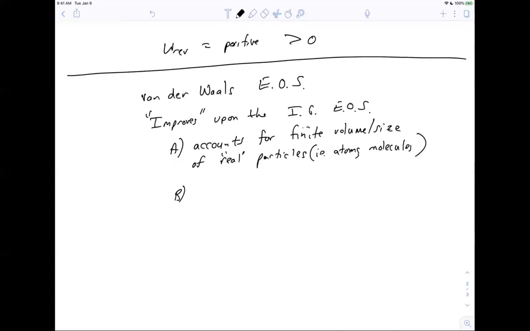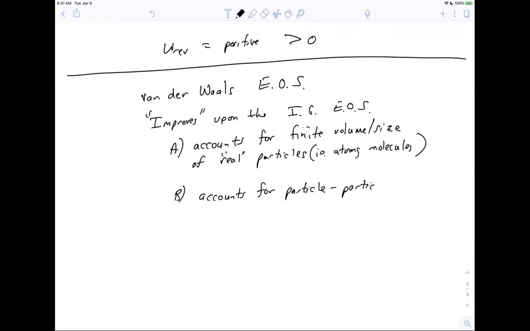The second way that this equation of state improves upon the ideal gas is by accounting for particle-particle interactions. Again, in the ideal gas case, I know everyone has been introduced to the notion that ideal gas particles don't interact, right?